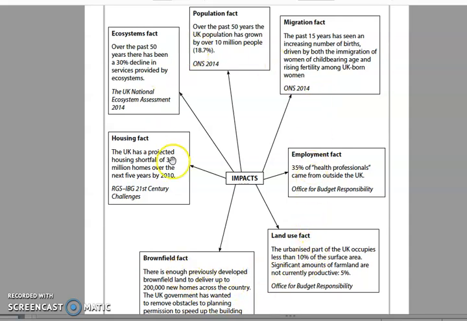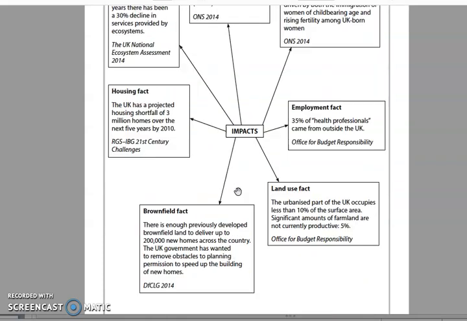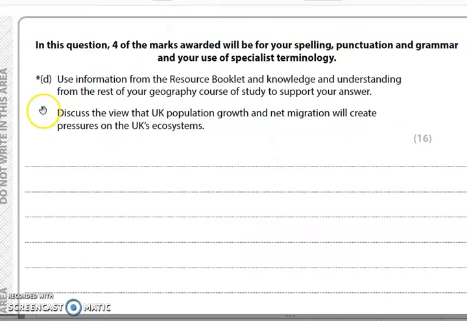We then have the figures for migration, and then we have some overall facts and statements regarding ecosystems, population, migration, employment. So we should have lots of different bits of information that we can read, and you want to spend a good 10 minutes reading through and making notes on all of these related to the question. So the question we've got to look at: discuss the view that UK population growth and migration will create pressures on the ecosystems.